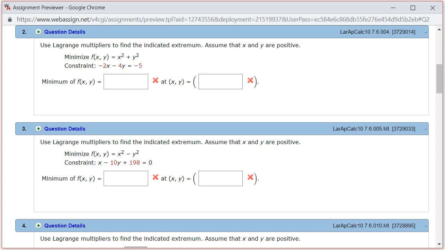All right, let's look at the homework 7.6, problem number 2. We want to use Lagrange multipliers to find the minimum value of this given function subject to this given constraint. So let's do that.